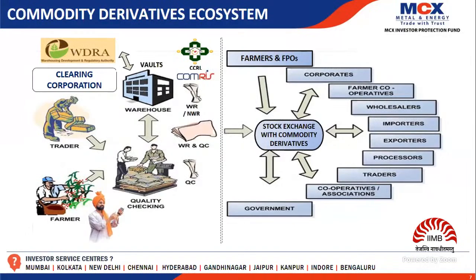For example, gold petal. So 1 gram is also traded in the exchange. So it should be 999 purity. Gold 1 kg, 995 purity. So these are the standards we have already set. So that's why there is a quality checking team also.